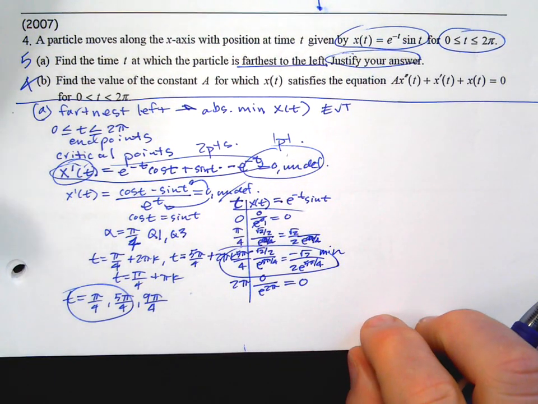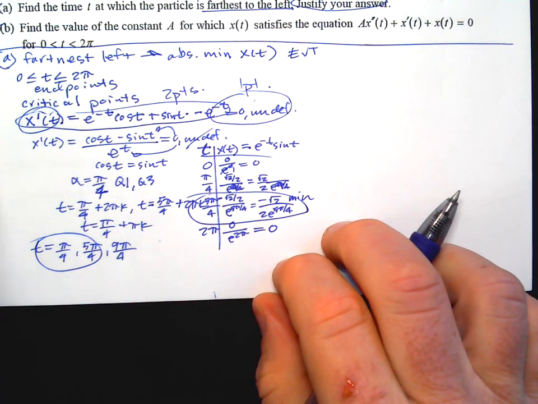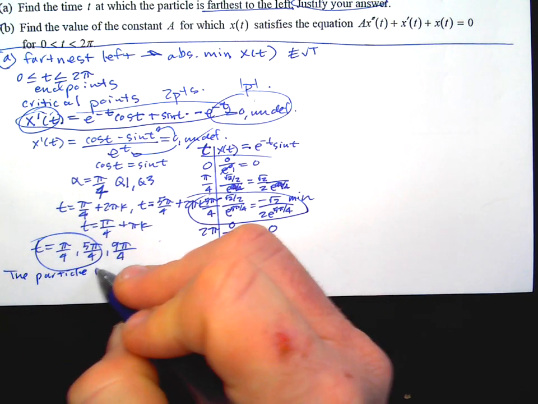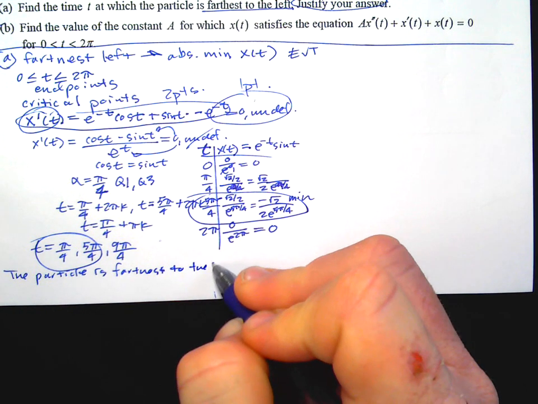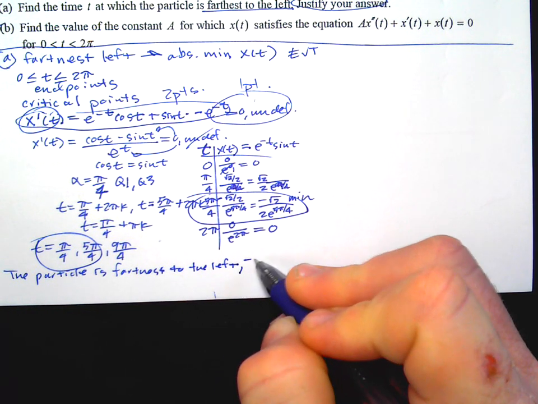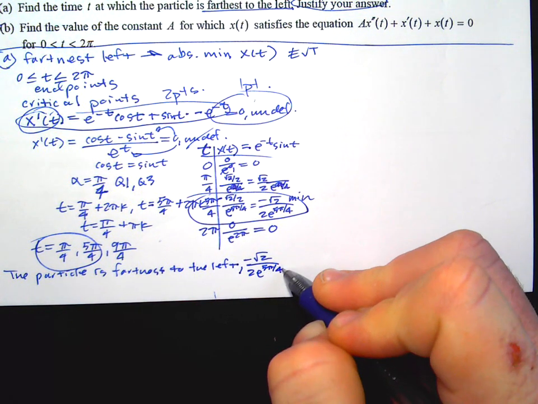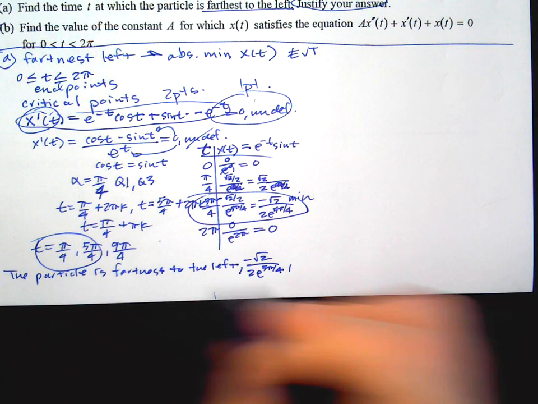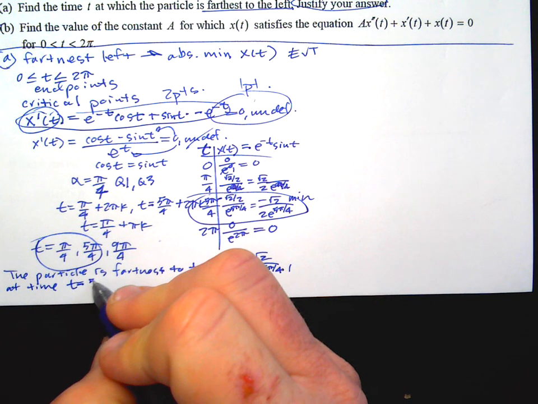So now I'm going to write a nice, thorough answer. I'm going to say the particle is farthest to the left, and I'm going to put what its position is, negative root 2 over 2e to the 5 pi over 4. Are there units on this problem? No. Okay. Don't make up units if there aren't units. At time t equals 5 pi over 4.